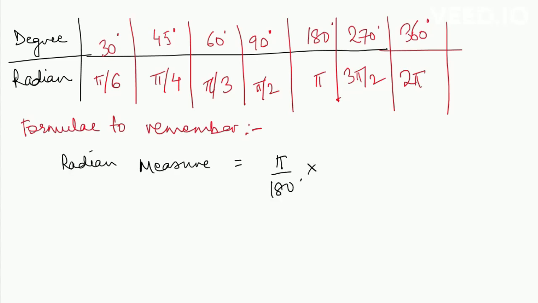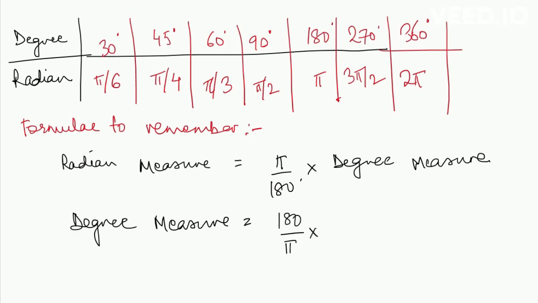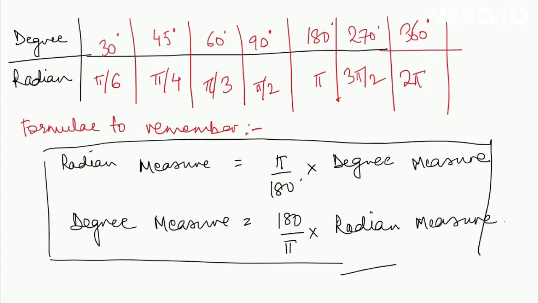So if degrees are given, then you can multiply it by pi by 180 to get the radians. And if radians are given, then you can multiply it by 180 by pi to get the degrees.